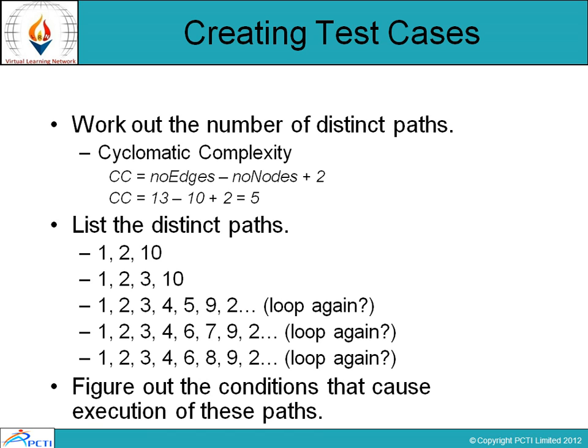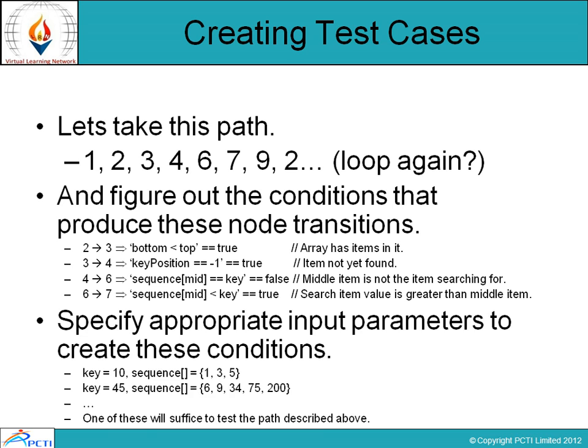Figure out the conditions that cause execution of this path. Take this path: 1, 2, 4, 6, 7, 9. As in the loop, again figure out the condition and procedure. You can see that the transitions 2 to 3, 3 to 4, 4 to 6 and 6 to 7 are true conditions, and the key condition minus 1 will be true, false, and true. These are related to the coding area. If you are clear about the coding, I hope it will be very clear to understand this step.